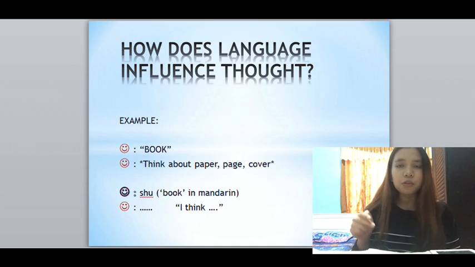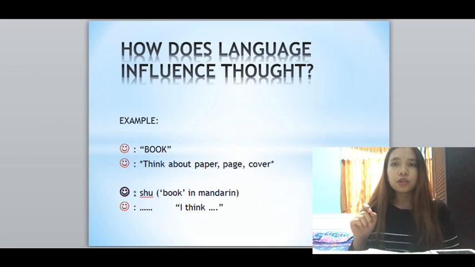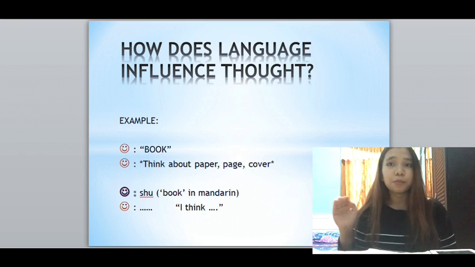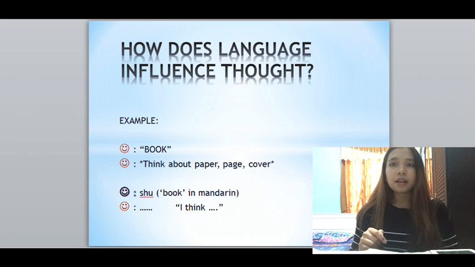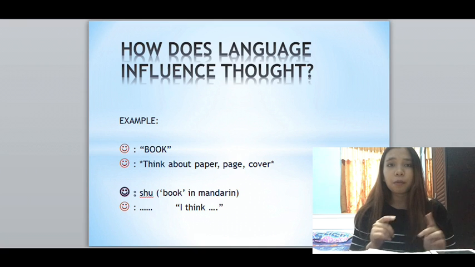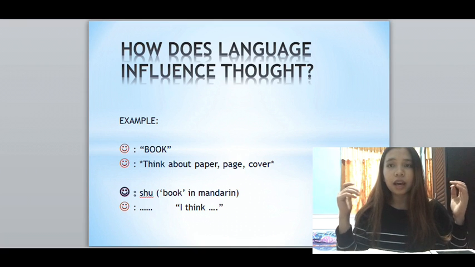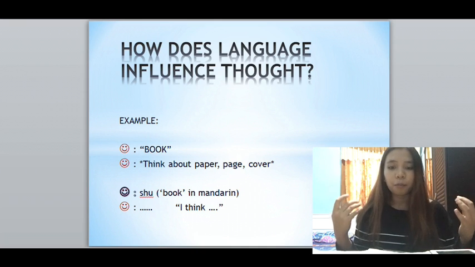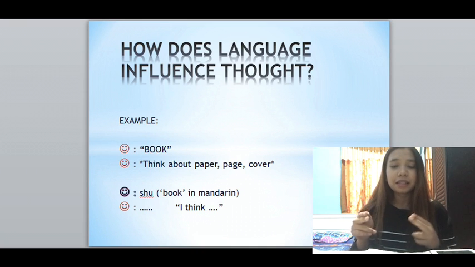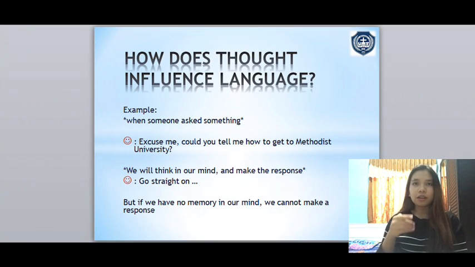But when someone says shu in the Mandarin language, which means book in English, maybe not all of us know it, because we didn't produce anything about Mandarin in our mind. So it means that language influences thought. So how does thought influence language?